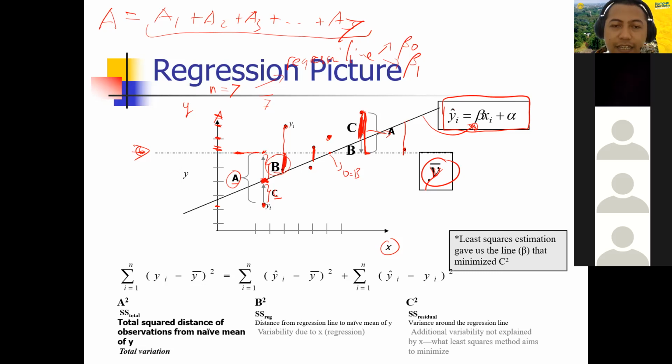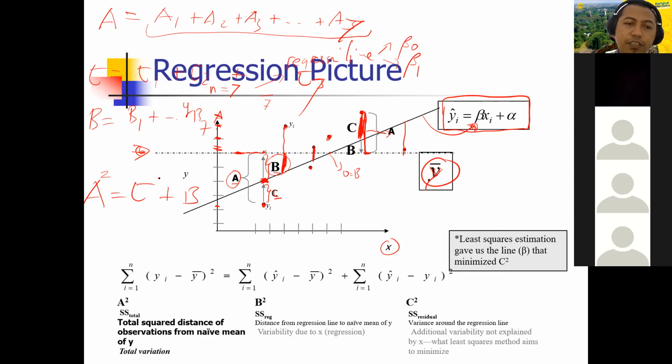Nah, yang menarik, C-nya juga sama dengan C1 ditambah C2 sampai dengan C7. B-nya juga sama dengan B1 sampai dengan B7. Dan yang menarik adalah bahwa A itu merupakan penjumlahan dari C plus B. Lebih tepatnya A kuadrat sama dengan C kuadrat ditambah B kuadrat.